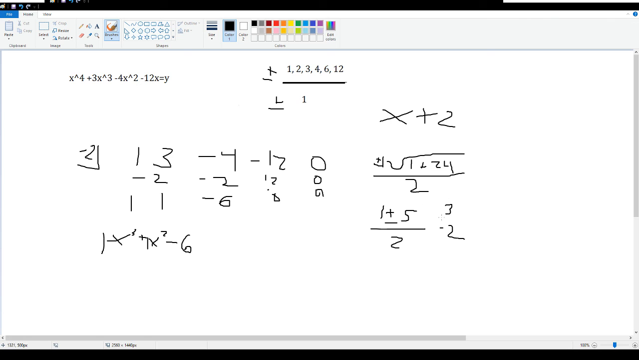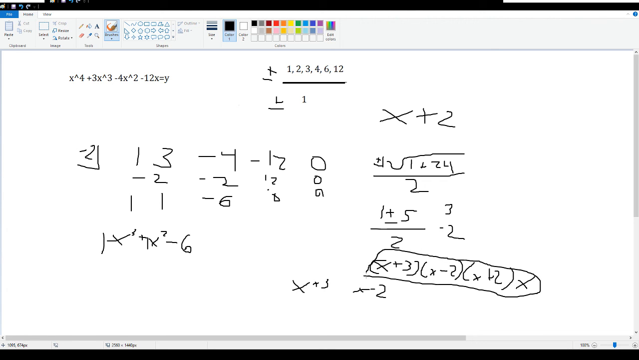So then we have the other 2 roots, which is x plus 3 and x minus 2. So then we have all the roots. We have x plus 3, x minus 2, and then x plus 2 because of the original one, and then just x because it doesn't have a constant. So this is the equation in factored form. So the zeros are also -2, 2, 3, and 0.